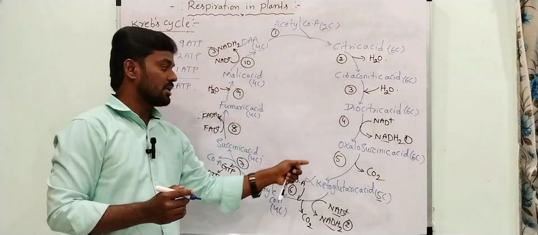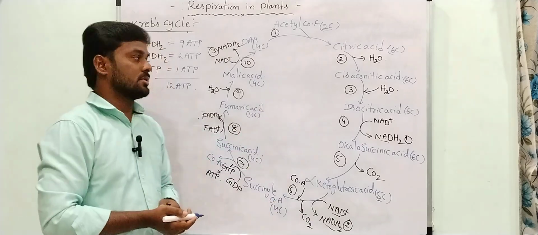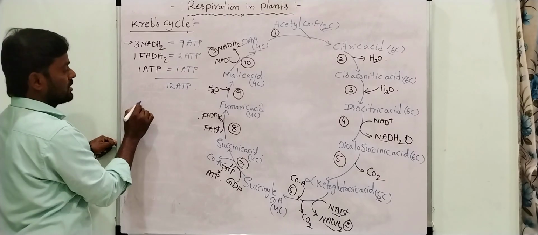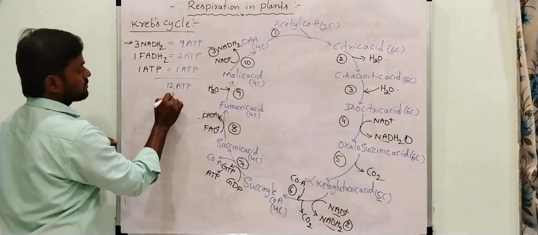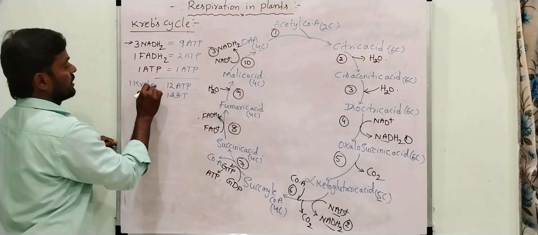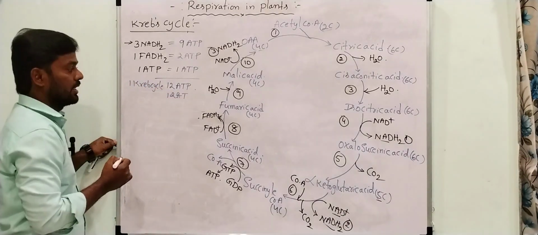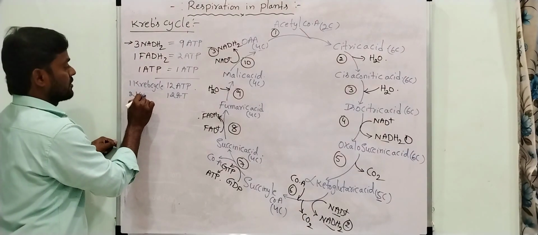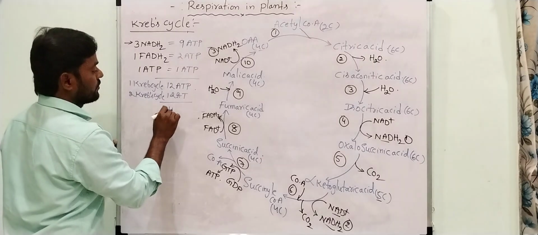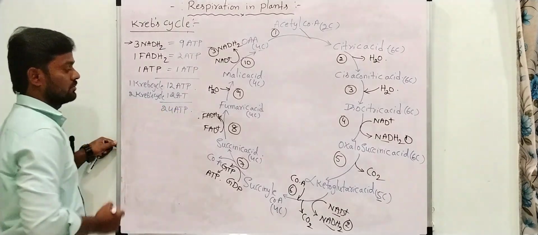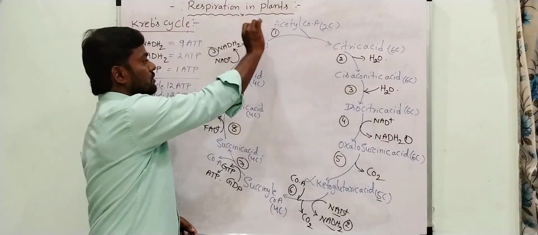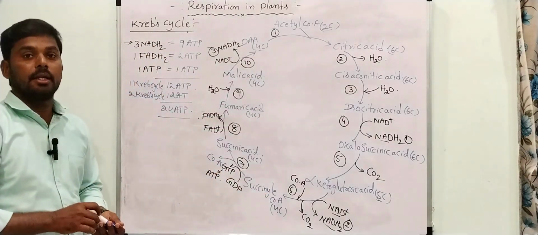But this Krebs cycle takes place 2 times, so 12 is doubled. From one Krebs cycle, totally we get 12 ATPs. From 2 Krebs cycles, we get totally 24 ATPs. Okay, 24 ATPs here. So this is about the Krebs cycle.